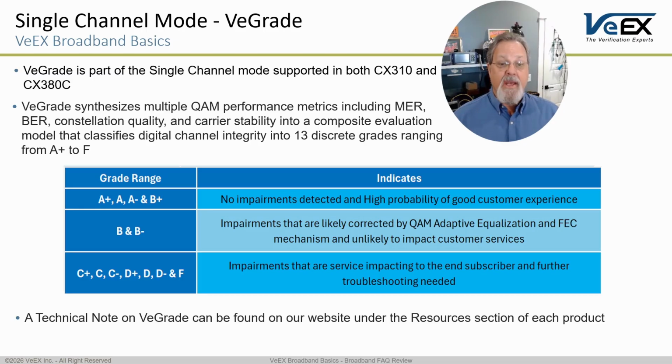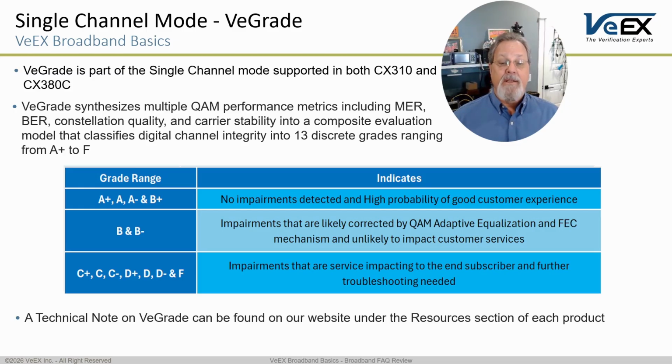The first grades, A+ to B+, indicate all monitored parameters are within specification, with no impairments observed, indicating a high probability of optimal service to the customer premise.